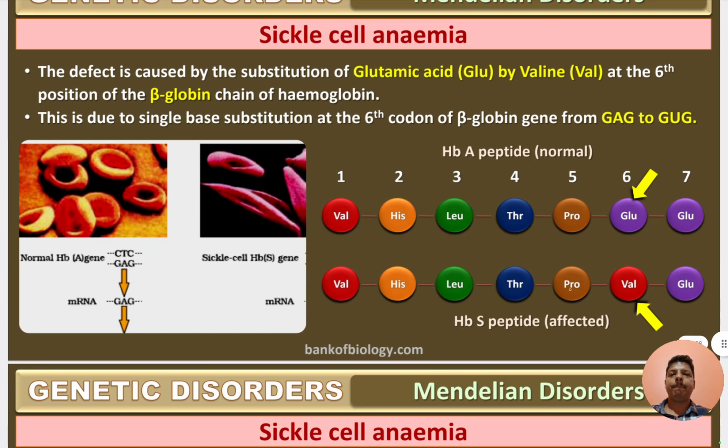See the diagram. This defect is caused by substitution of glutamic acid, GLU, by valine at the 6th position of the beta globin chain of hemoglobin. It is the beta globin chain, and where what happened? The glutamic acid is substituted by valine, and because of this they have sickle cell anemia.